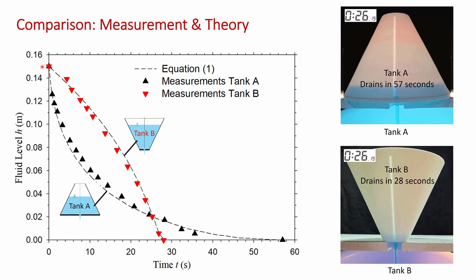So tank B drains first in about 28 seconds. Meanwhile, tank A has a large volume to discharge in its bottom region, and the discharge flow rate is low in this region because of the low liquid level. So tank A takes twice as long to drain, about 57 seconds. And of course, this was by design. I used equation 1 to design the 3D printed tanks so that tank B would drain twice as fast.